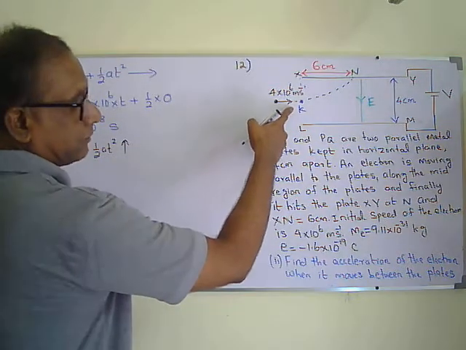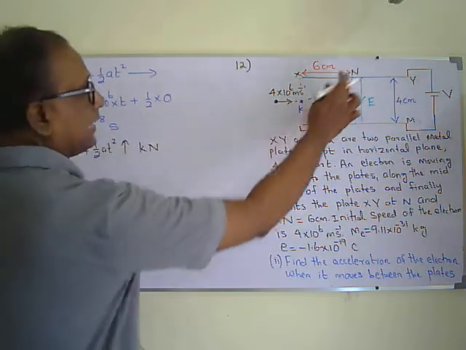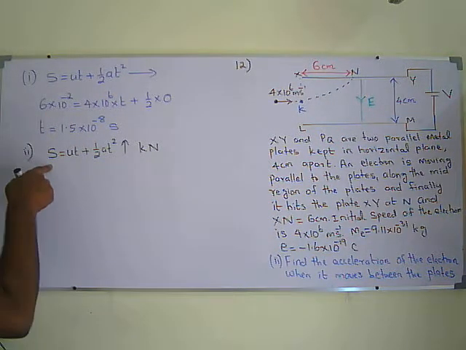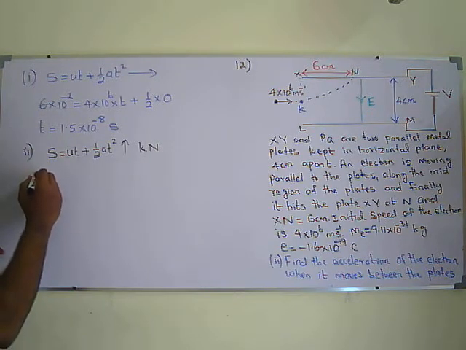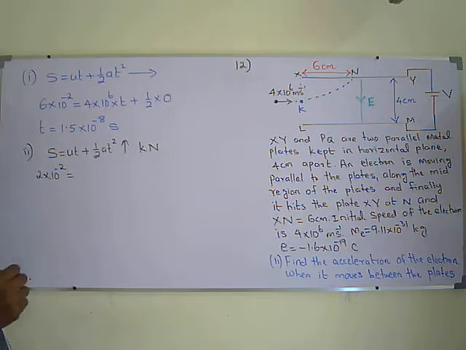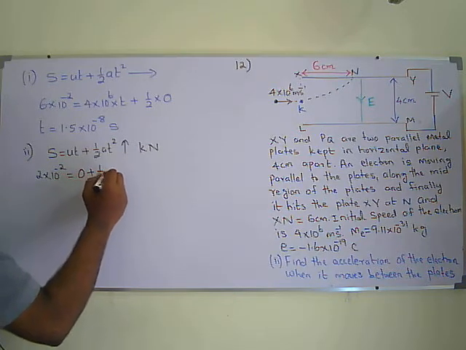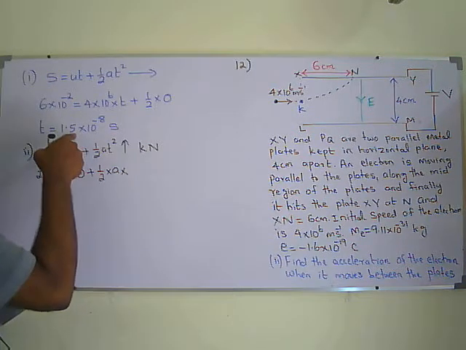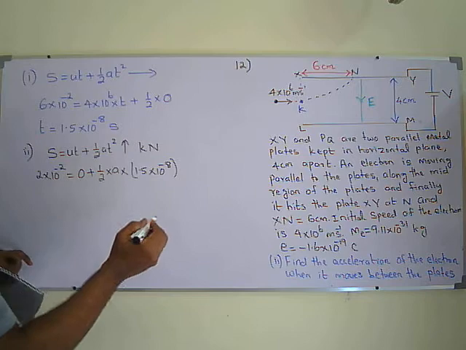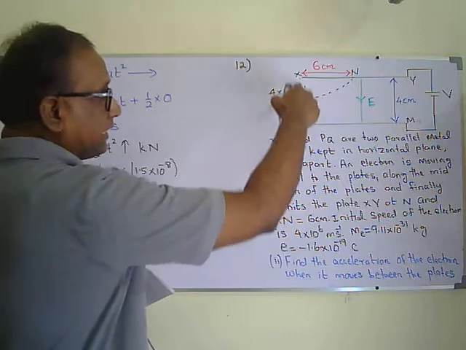If I mark it on the diagram on my answer paper, I can use that equation from K to N, for the motion from K to N in the vertical direction, right? So the vertical displacement when it hits N is going to be 2 centimeters, 2 times 10 to the power minus 2. The initial speed when it enters the region in the vertical direction is 0, plus half a times time. I already found it, 1.5 times 10 to the power minus 8. That's the time taken to move from K to N. I used the horizontal displacement, and that will be the time to move the vertical displacement also.